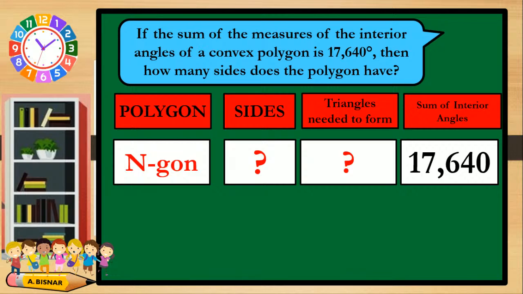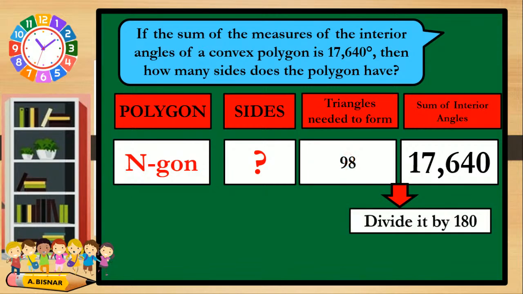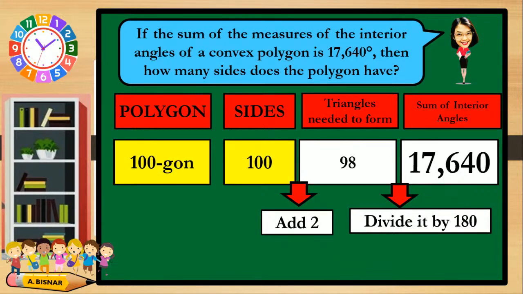Okay, let's check if your answer is correct. 17,640 divided by 180, the answer is 98. Plus 2, then the answer is 100. So the answer is 100 gone. So that's all for today. I hope you learn. Thank you!